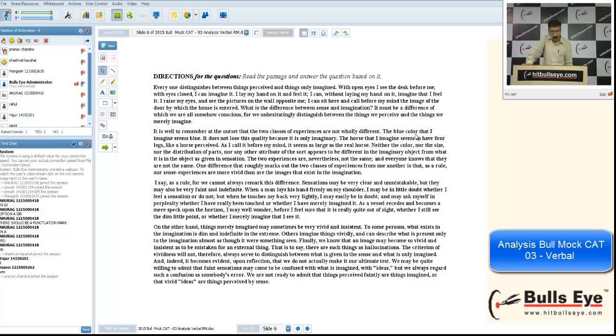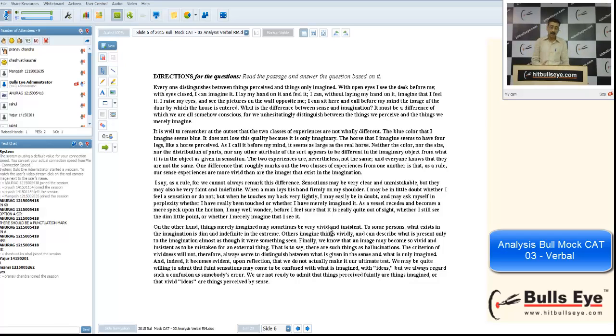Fourth paragraph: on the other hand, things merely imagined may sometimes be more vivid and insistent. In the third paragraph he laid emphasis on sense experiences, and now the fourth paragraph is saying that imagination can be more vivid and insistent. Getting my point? Whenever we read these kinds of paragraphs, we are confused after we are done reading. We are not able to make out what exactly was his main point. That's how they confuse you. So whenever you are dealing with these psychology related paragraphs, you have to read every line very carefully.